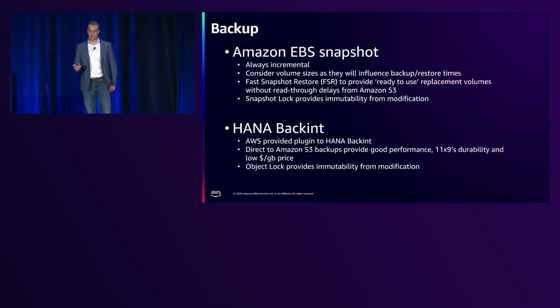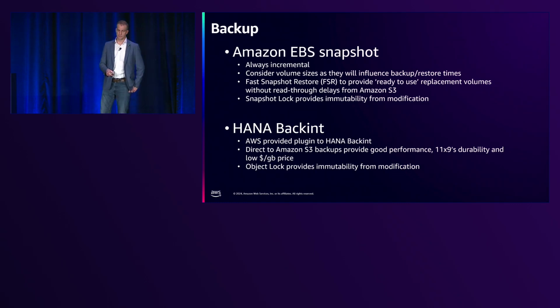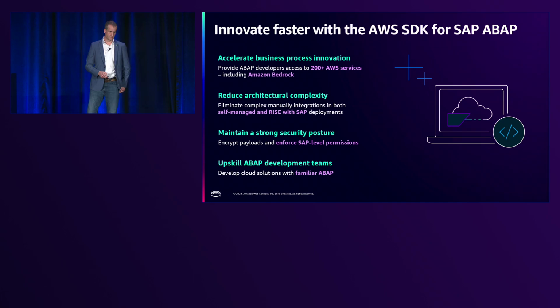Obviously, S3 with the famous 11 9's durability and low dollar-per-gigabyte price. We use the Backint solution from AWS extensively here. And again, a bit like the snapshot lock, there is S3 Object Lock as well, which we use to provide immutability from deletion or modification.